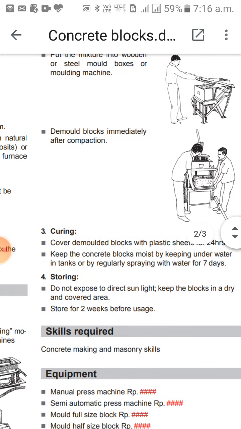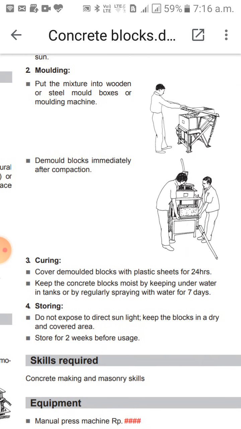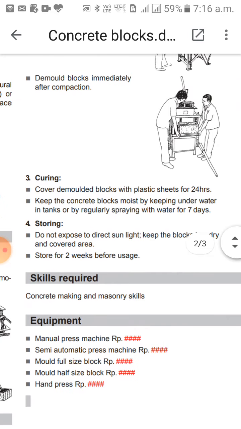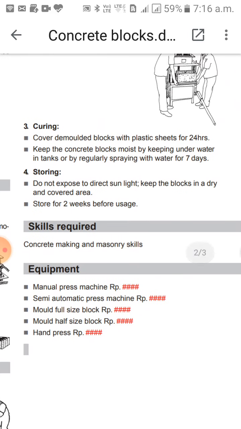Then you have to cover the demolded blocks with plastic sheets for 24 hours so that the moisture does not go out. After that 24 hours, you have to keep it under water, or spray water for 7 days. You should not expose it to sunlight. After 7 days you have to take it out and keep it in dry condition. You have to store it for 2 weeks before use.